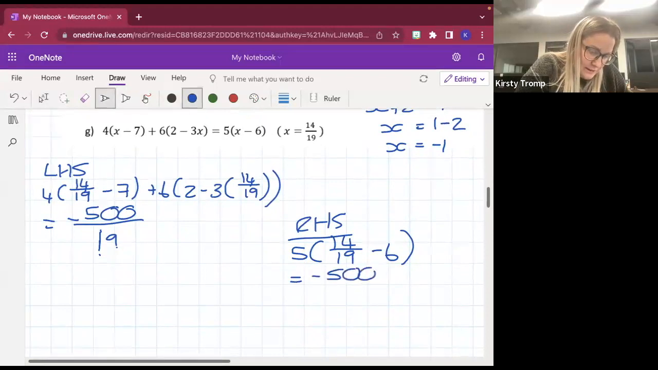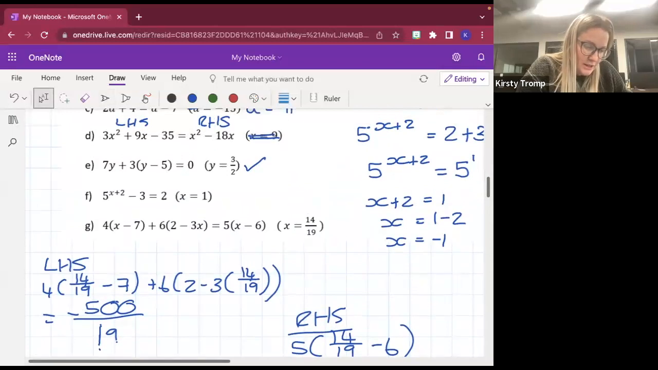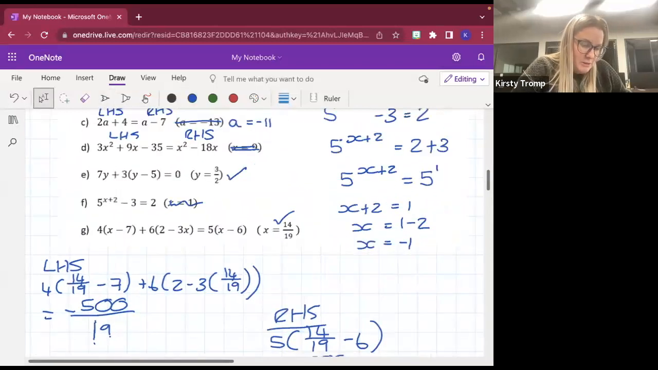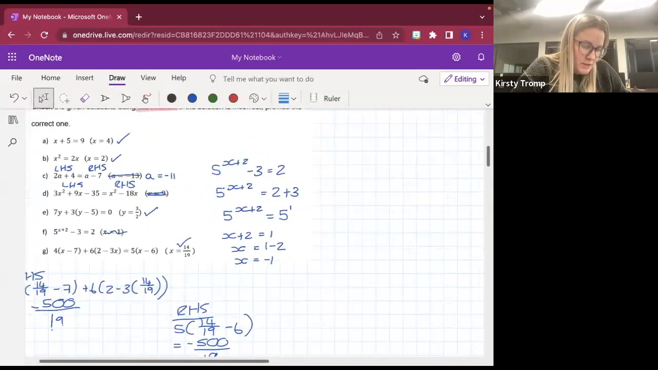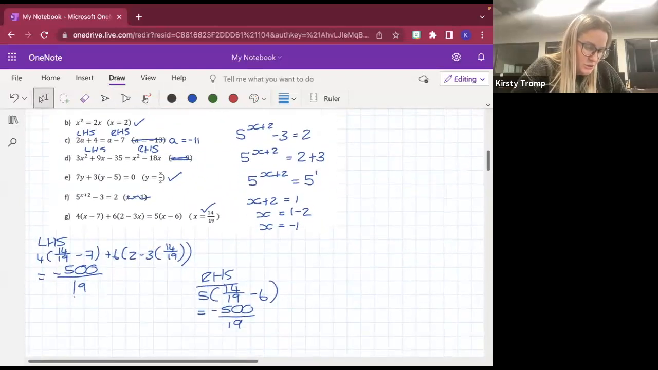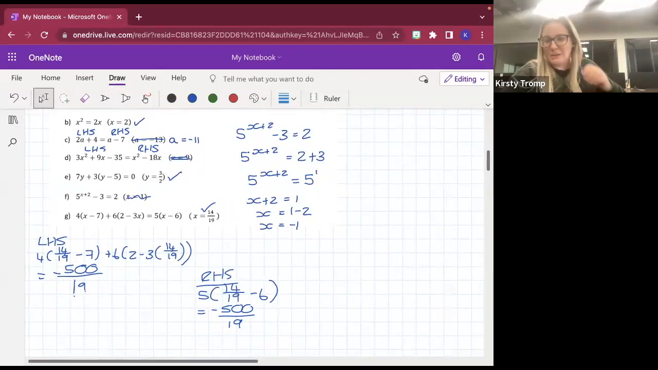Negative 500 over 19. So we know that that answer is correct. All right, I'm going to make the screen a little bit smaller so that you can take those last two and screenshot them in the meantime. And we are going to move down to our brain break for this evening. And while you are doing the brain break, I will take any questions that anyone might have. So make sure that you've taken a screenshot.